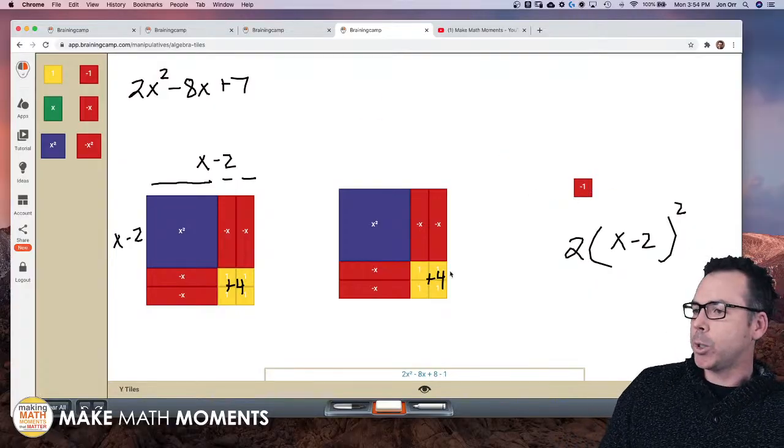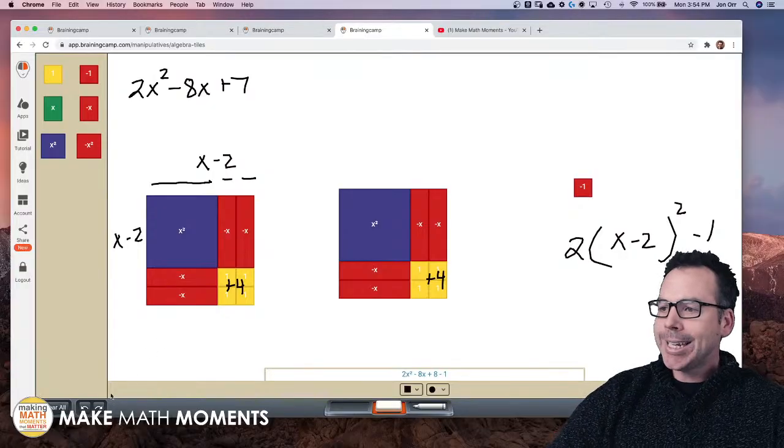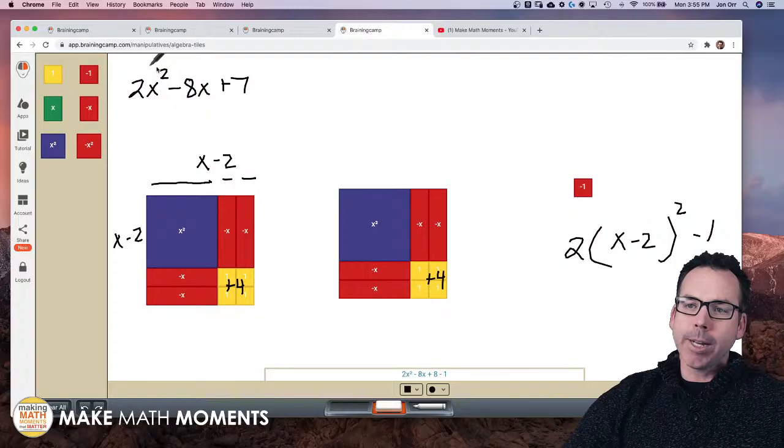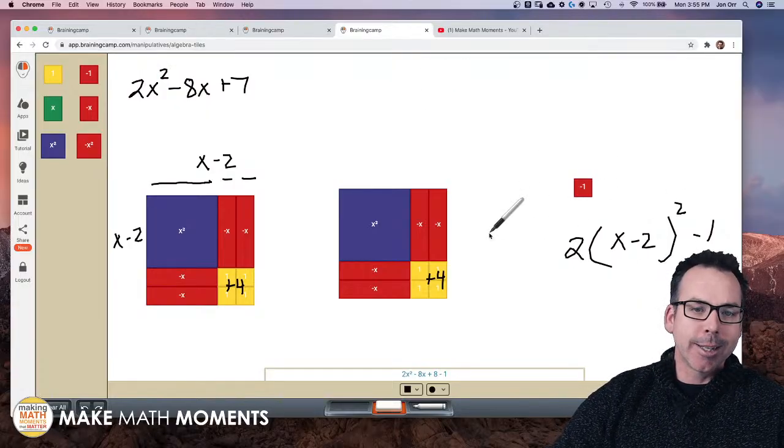And so in my expression, I'm going to add, hey, I've really got minus 1 left over here. Look at that. How visual that is. Look at how we did that. We completed 2 squares. So as I said, if that was a 3x squared up there, you'd build 3 squares, and you've just completed the square using algebra tiles.